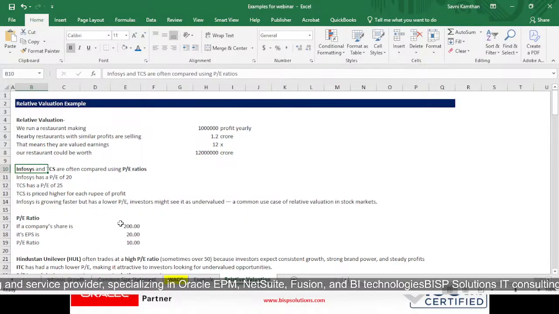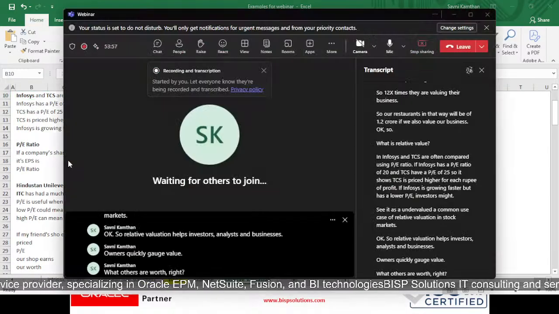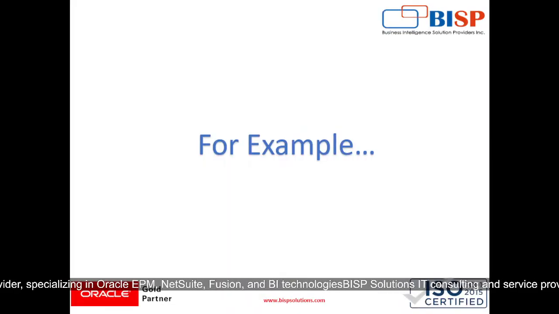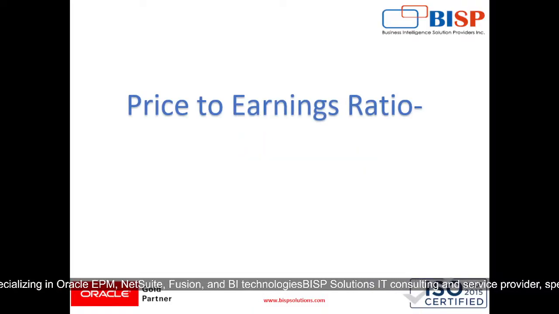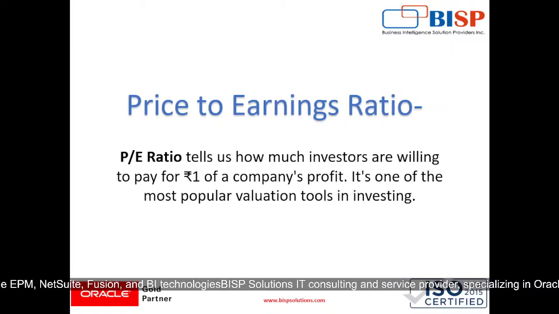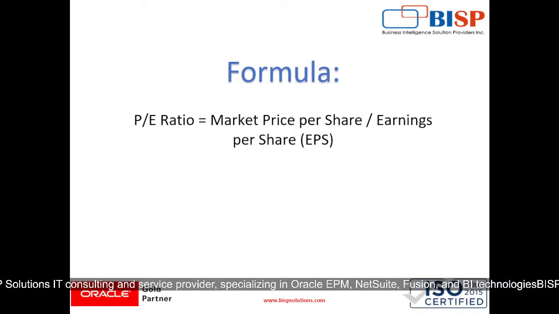Then comes our price to earnings ratio, right? The PE ratio tells us how much investors are willing to pay for 1 rupee of a company's profit. It's one of the most popular valuation tools in investing. The formula is PE ratio equals market price per share upon earnings per share, which is EPS.